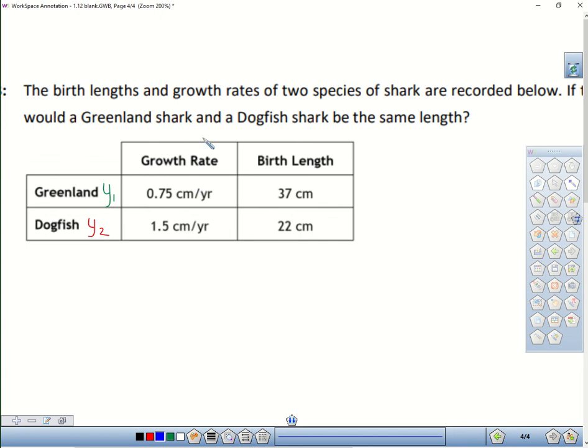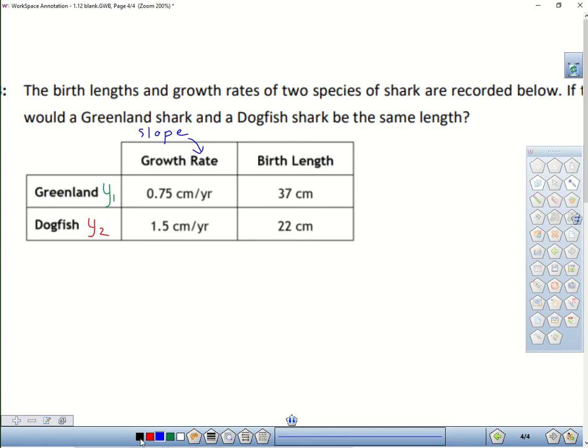Now, growth rate, anytime we're talking about rate, that's a variable rate, and we are usually indicating that this is the slope. We're just indicating that this is the slope, okay?